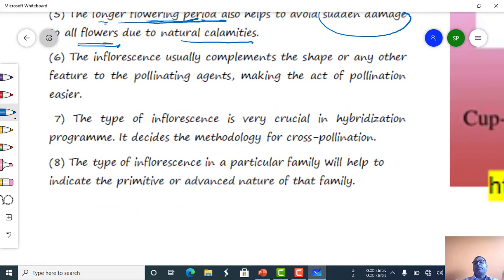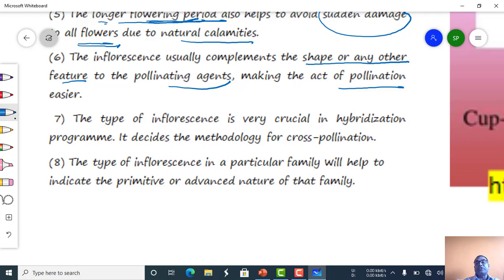Inflorescence usually complements the shape or any other feature to the pollinating agents. Actually, the inflorescence provides the site or seating arrangement to the pollinating agents, which makes the pollination process easier. So it provides the site for the pollination.